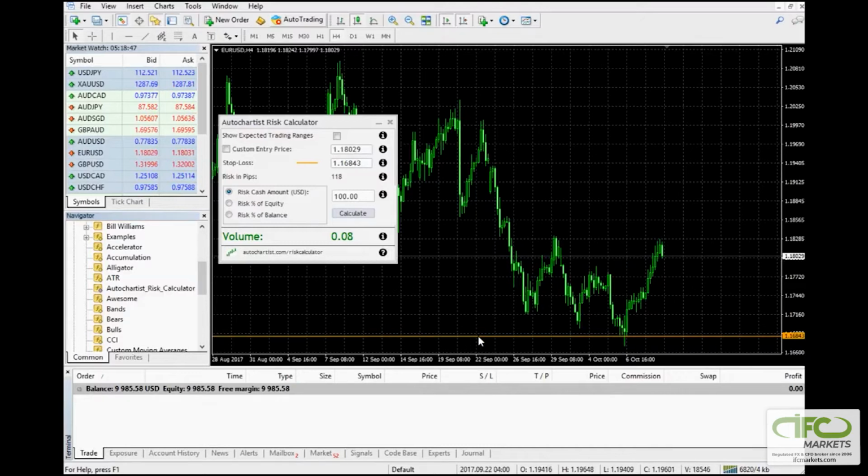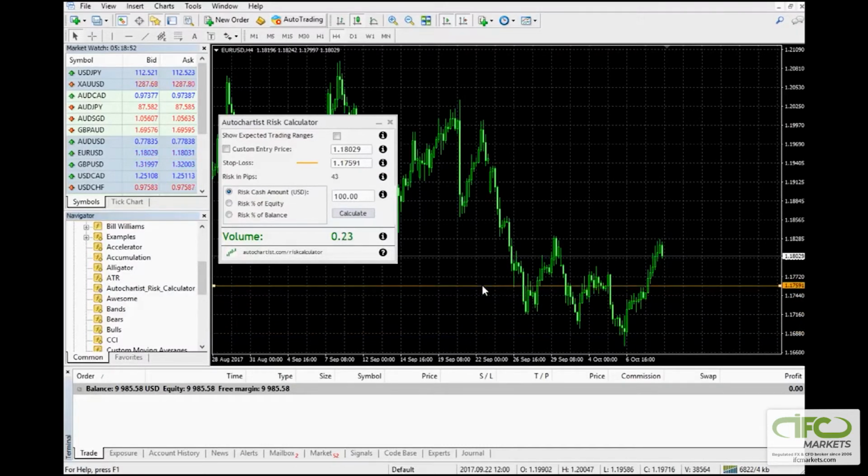level. If the orange line is below the current price, then the indicator assumes you are planning on a long position. If the orange line is above the current price, then the indicator assumes you are planning a short position.